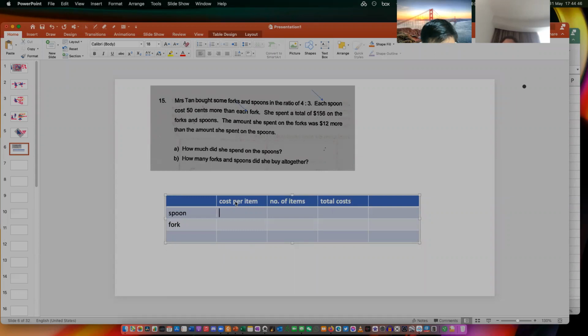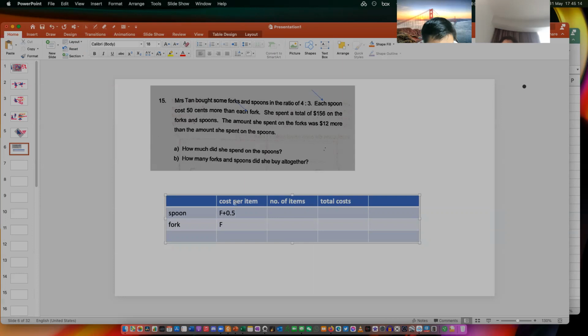Okay, so over here for spoon, each spoon costs 50 cents more than each fork. So spoon is more than fork. So let's say fork is F. So spoon should be F plus. It really depends whether you want to use dollars or cents here. The question is in dollars, so I'm going to use dollars. So 50 cents is $0.5. Okay, so far so good.